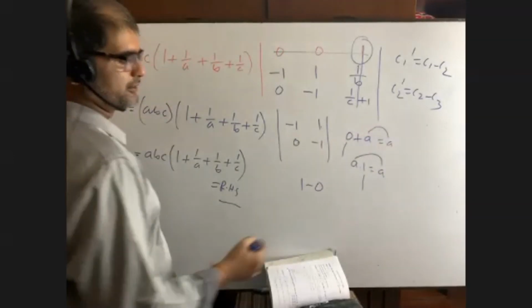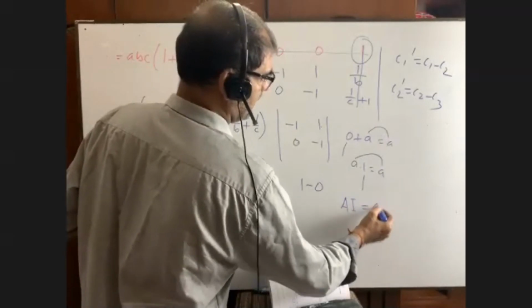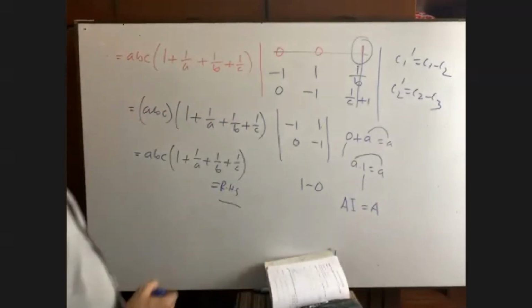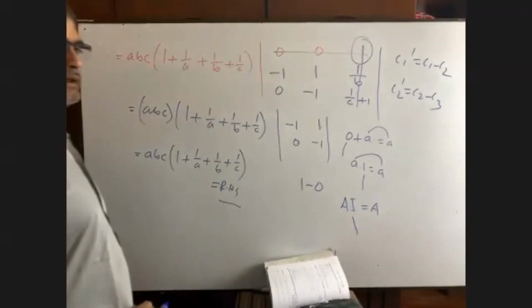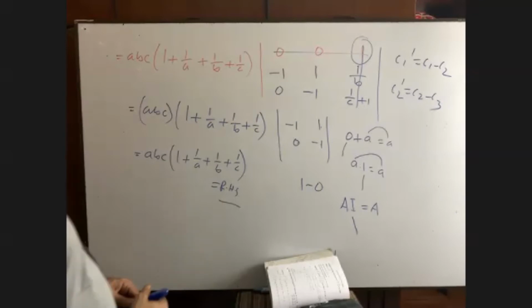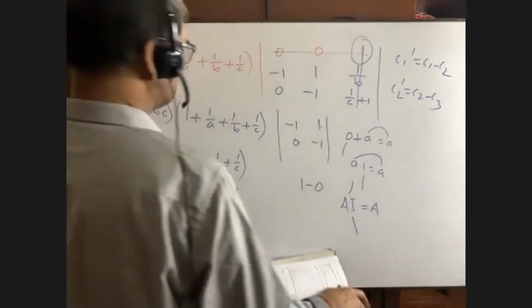Can you remember please? AI equals A. Where is the identity of matrix here? Here I is called the identity of matrix because after multiplying with A, we get the same A. For this, here I is called the identity of matrix. That day I taught you. Can you remember?